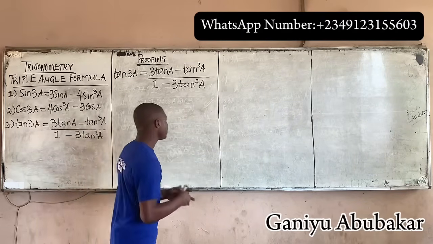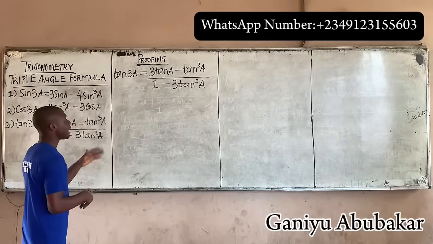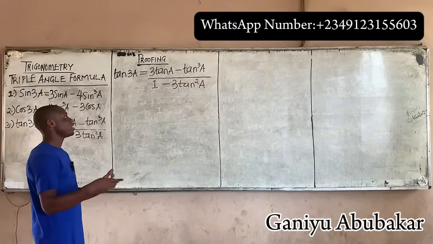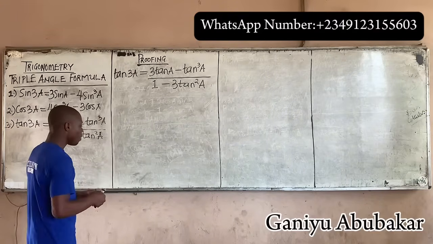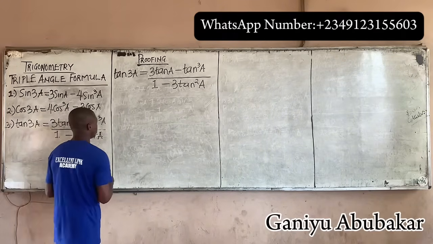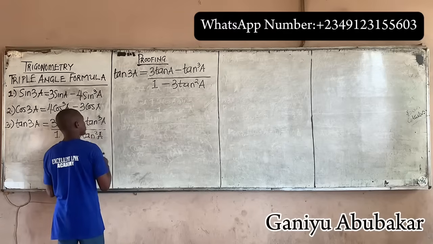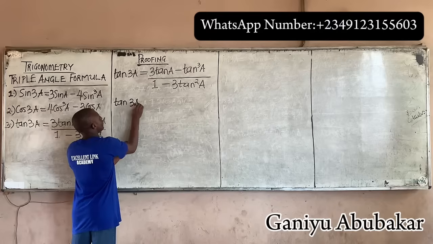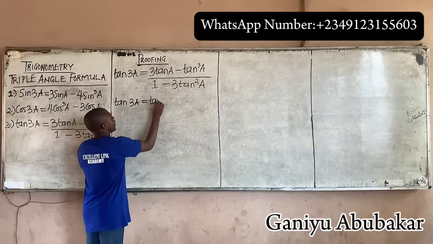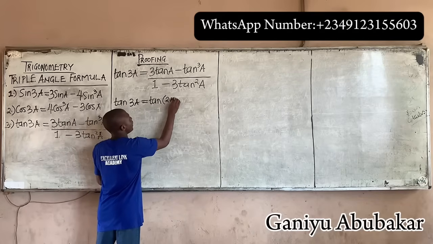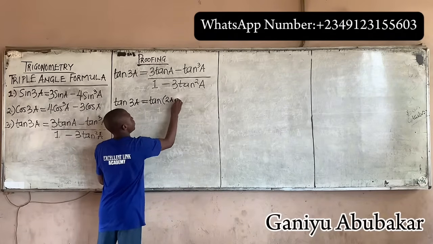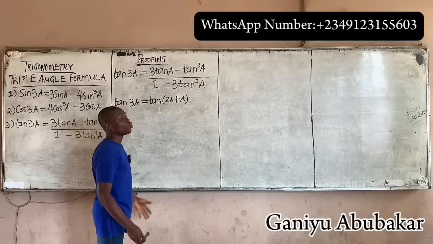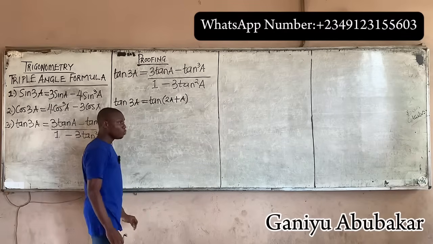For this last one, I have tan 3A equal to 3 tan A minus tan cube A all over 1 minus 3 tan squared A. How do you prove this? First, I'll break down tan 3A. It can be expressed as tan of 2A plus A. I know that 2A plus A will automatically give 3A, no problem.